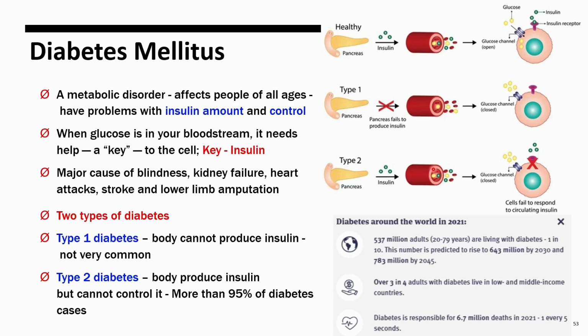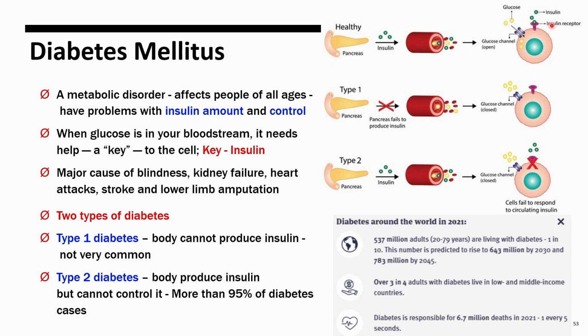The next disease that we are going to talk about today is diabetes mellitus. Diabetes is also an NCD. In this disorder, people cannot control their insulin amount. Sometimes they cannot produce insulin, or sometimes they cannot control the insulin. In a healthy person, the pancreas usually produces insulin and releases it into the blood, and there is glucose in your blood, and glucose is important to produce energy inside the cell.